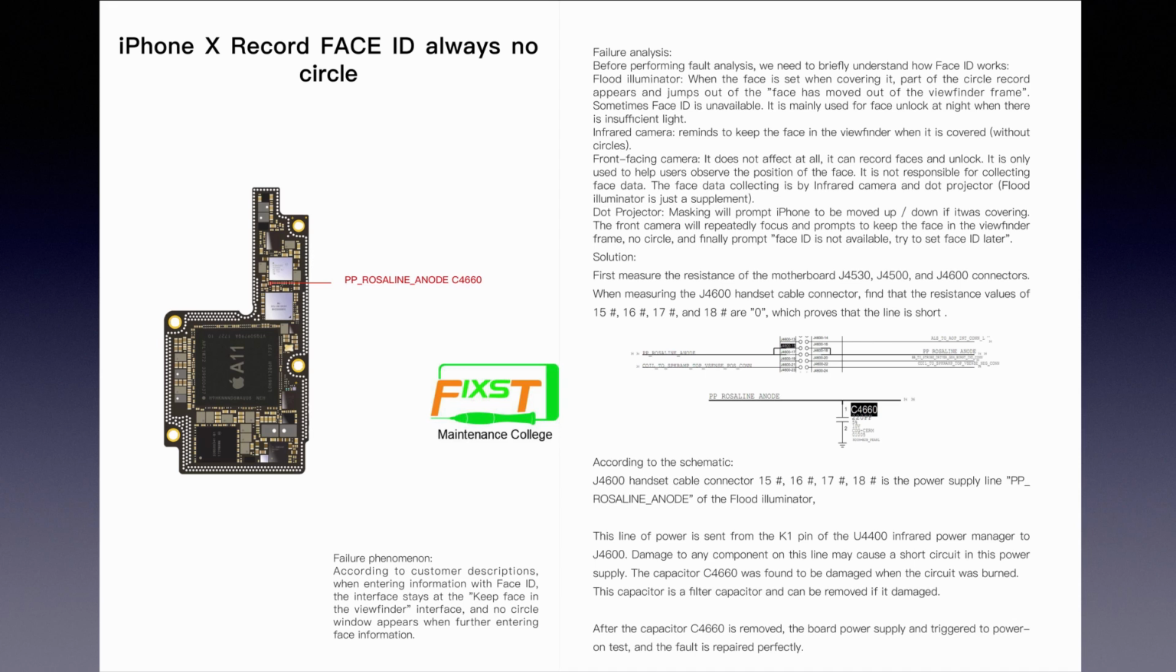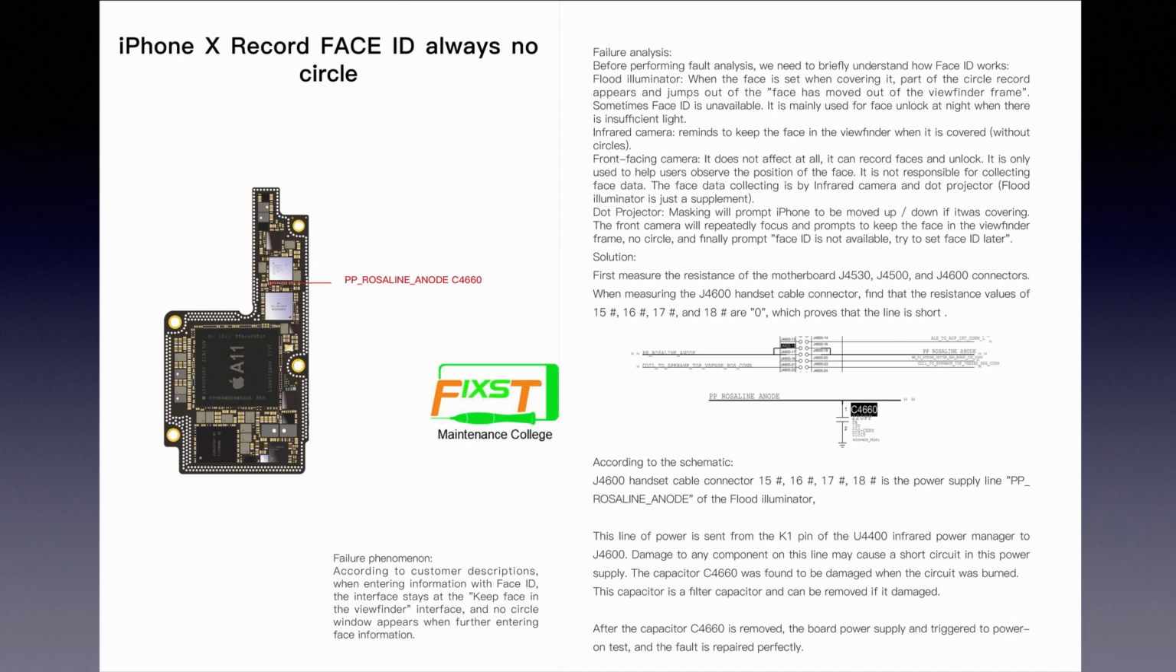First, we need to test the resistance of the motherboard connectors J4515, J4500 and J4600. When testing J4600, the receiving cable connector, we find the resistance values of pins 16, 15, 17 and 18 are 0. It means those lines are shorted.